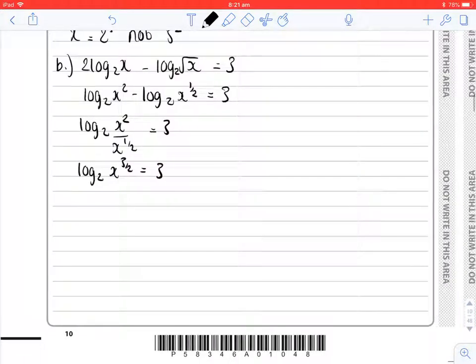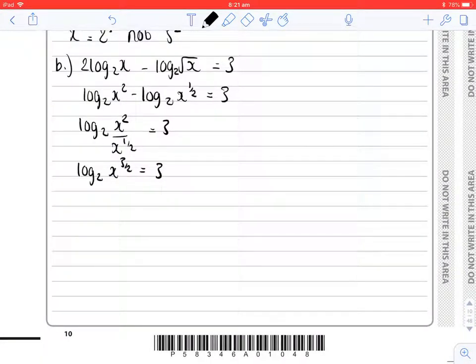And so from there, what we can do is we've got a log on the left-hand side. We don't have a log on the right-hand side, so we need to write 3 in terms of log base 2. So we've got log base 2 of x to the 3 over 2 is equal to log base 2 of 8. Because 3 is the same as log base 2 of 8, I always think of the answer to the log being the missing number between the 2 and the 8. If you have to have a power, 2 to the power of what is 8 is 3, so that's why 3 is log base 2 of 8.